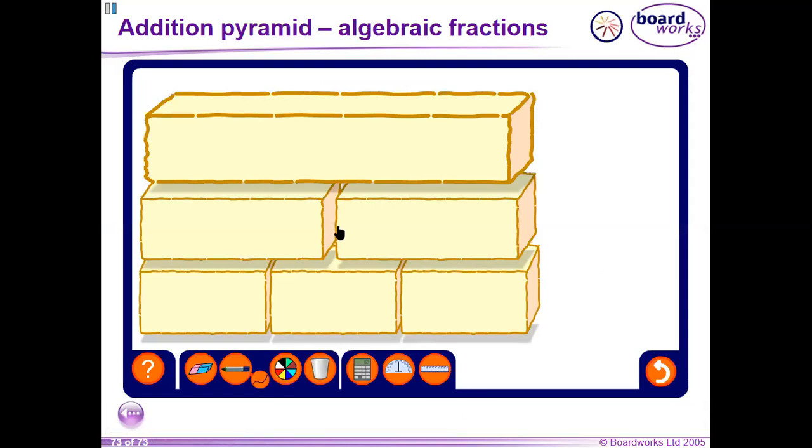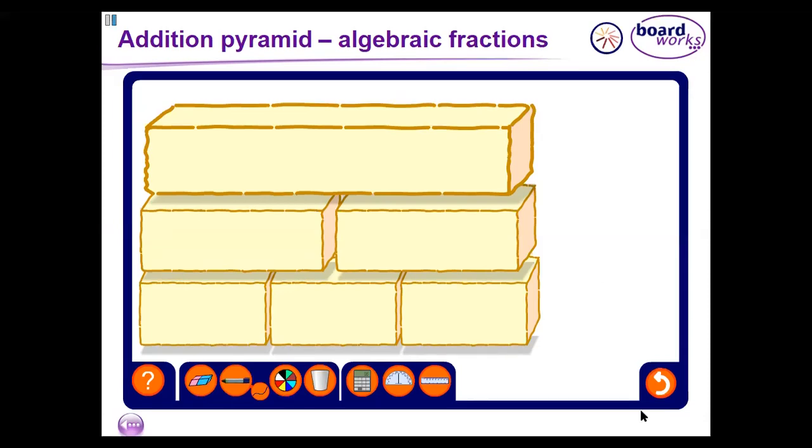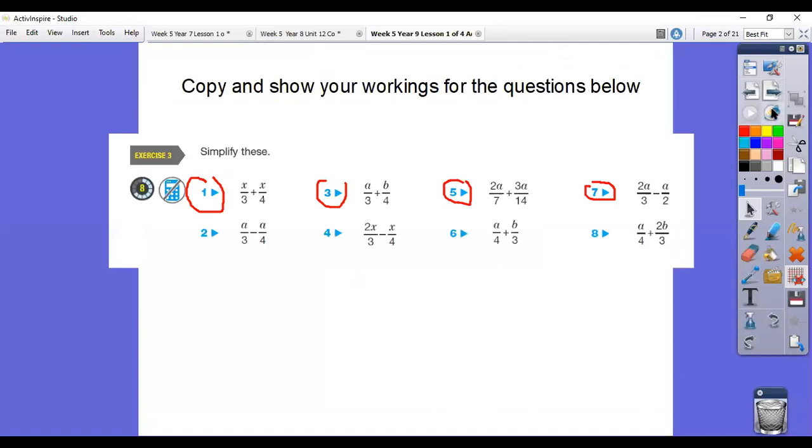Okay, so let's go back to the questions in our book. For today, we've got exercise 3. Again, we're just going to do odd numbers, so please do questions 1, 3, 5, and 7 only. Remember to copy the question, show your workings and your solution for these questions, and then we'll check over them.